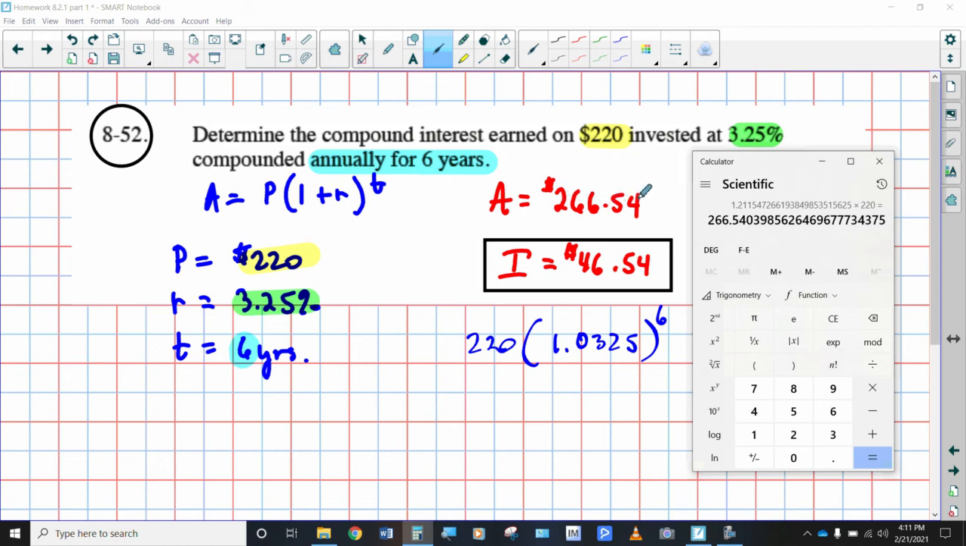So if they want to know what the new amount is, this is going to be the new amount. But they said determine the compound interest earned. So how much interest was earned? Well, this was your money. So anything over that is going to be the interest earned. So we're going to take 266.54 and subtract away 220, and you get $46.54 was earned over the 6-year period.